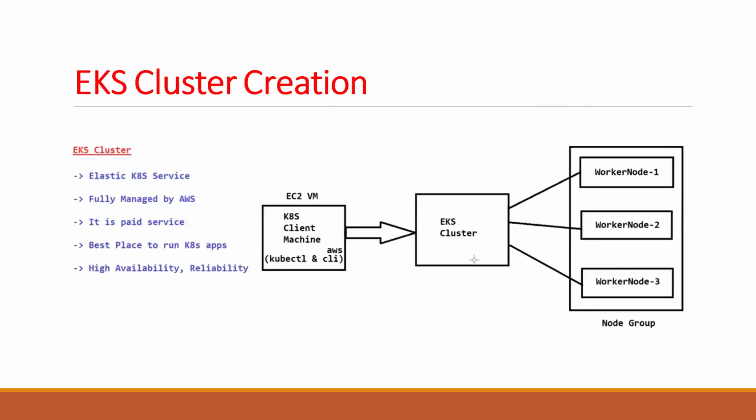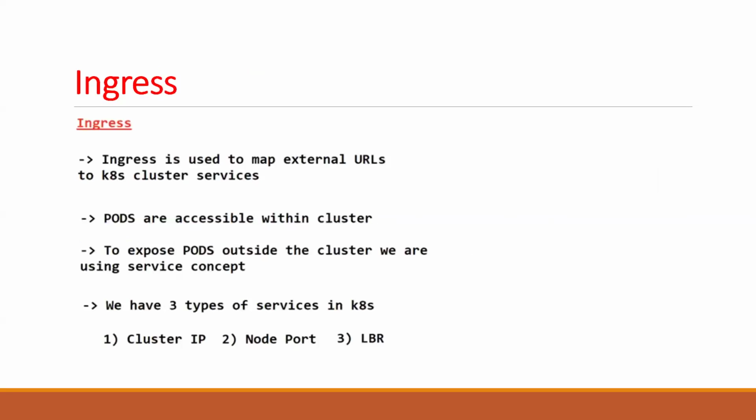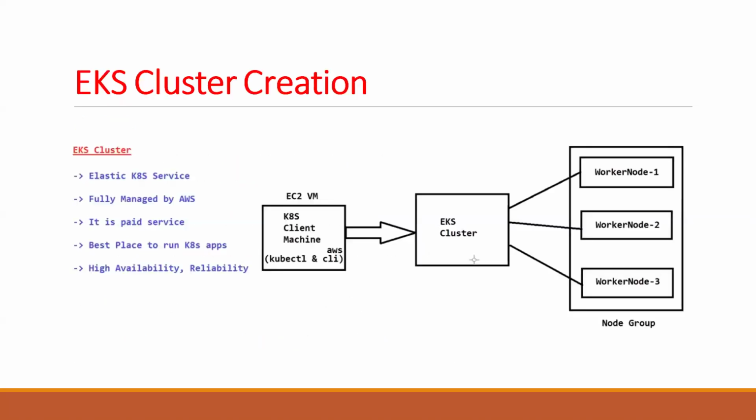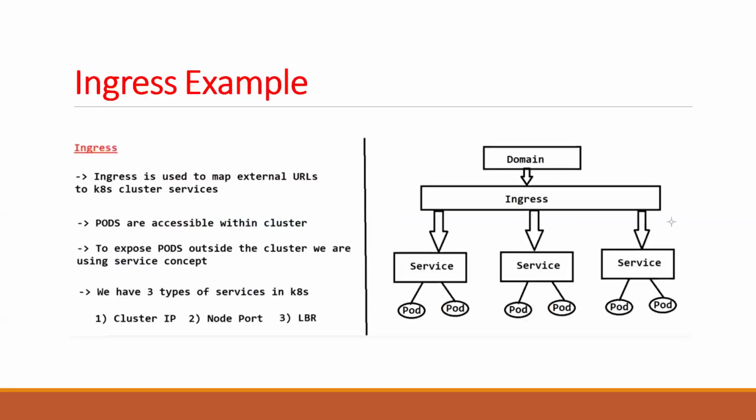So something like an EKS cluster, you know, right? Ingress is used to map external URLs to the cluster. Kubernetes cluster service. Pods are accessible within the cluster. To expose the pod outside the cluster, we can use the service concept. So we have three types of service: ClusterIP, NodePort, and LoadBalancer, right? Ingress example: something like a domain, ingress, services, and the pod.